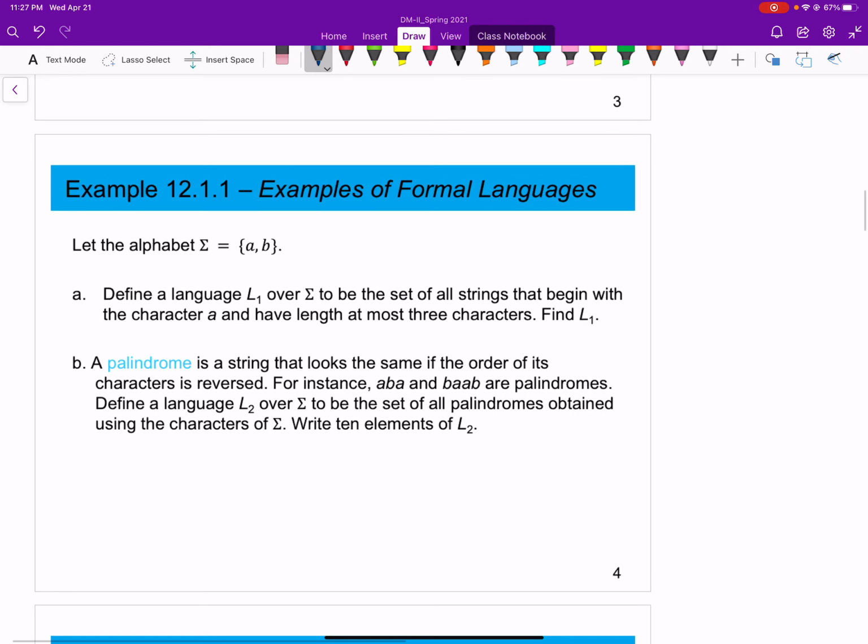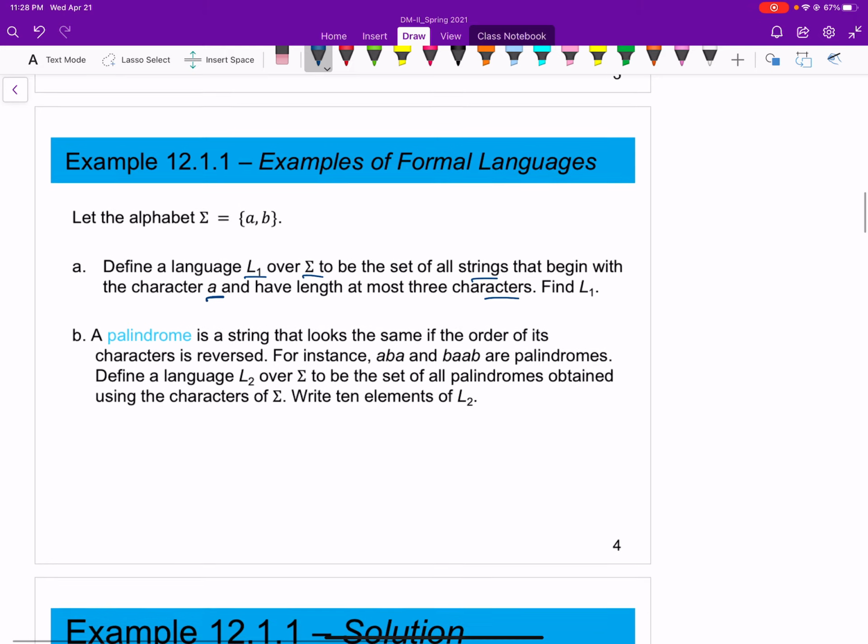All right. We have an example here. In this case, the alphabet is just 2 letters, A and B. And part A of the problem: define the language L1 over sigma to be the set of all strings that begin with the character A and have a length of at most 3 characters. So that is the first part of the problem.